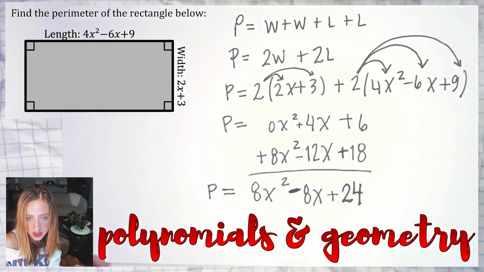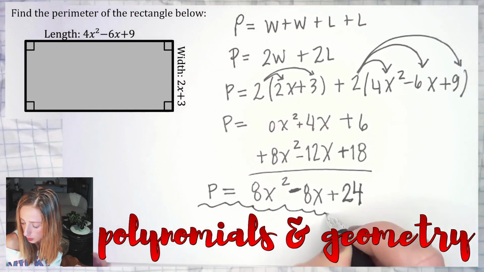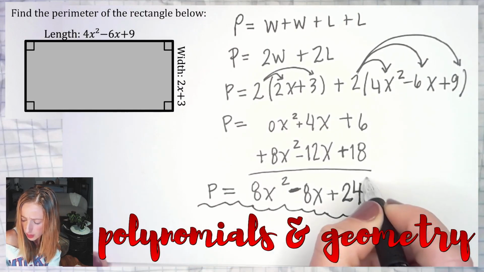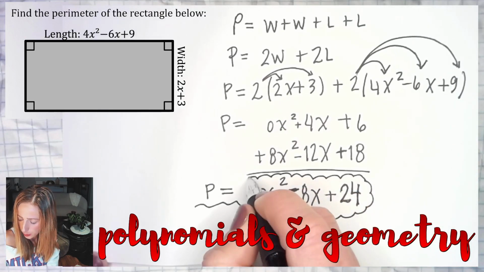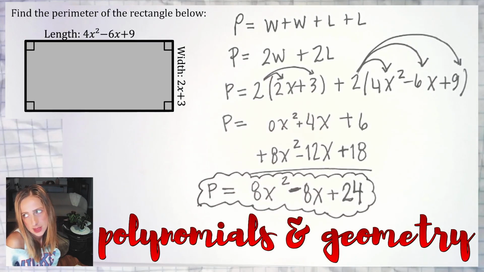So there we go. That's it. That's your perimeter. A quadratic trinomial of 8x squared minus 8x plus 24. Perimeter, sum of all the sides. And that's it. There you have it. In the next example, it'll pop up on the screen. If you want to jump to there, we're going to find the area of this exact same shape.